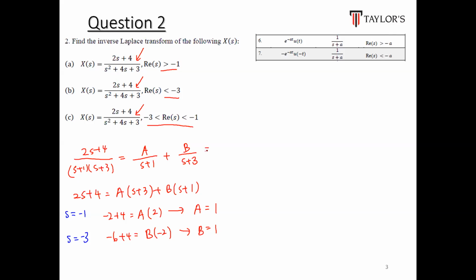So now it tells us that I can break this system down by using partial fractions into 1 over s plus 1 plus 1 over s plus 3. Then I will need to do inverse Laplace for each of them.